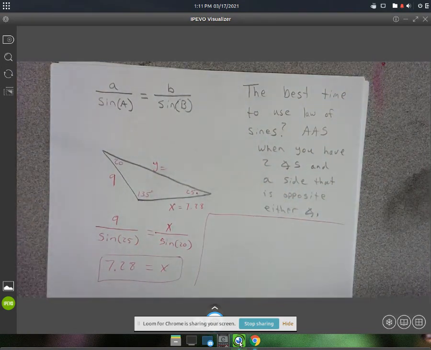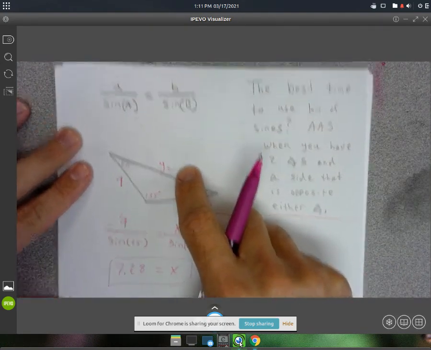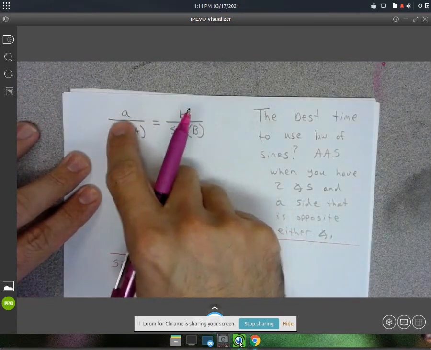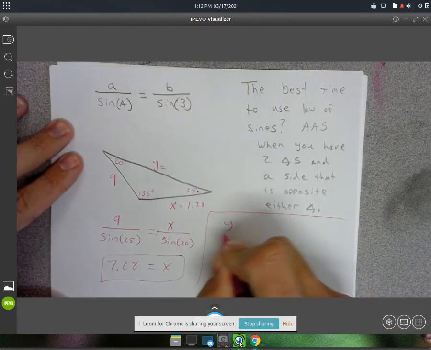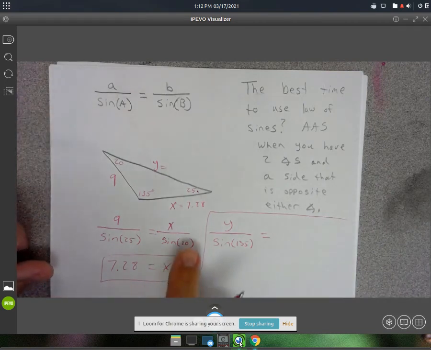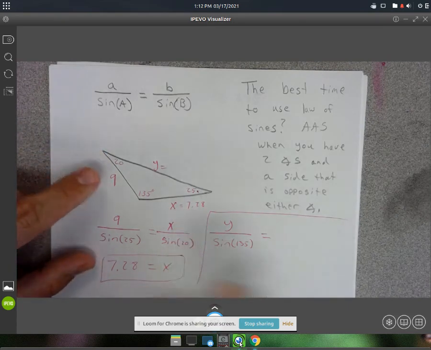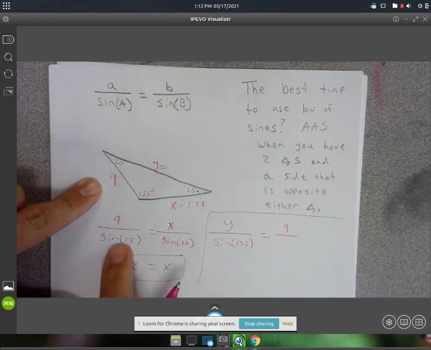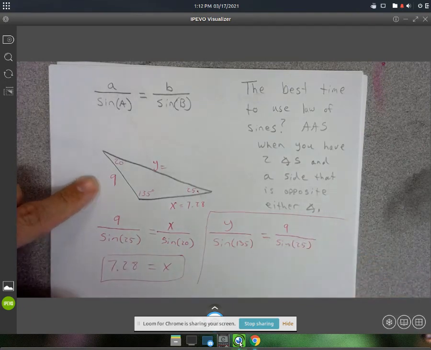We're going to solve for that missing side now. I just have to run through the law of sines again. I'm still solving for a missing side, so I'm going to continue using the form where the side lengths are up top and the angles are below. So I'm going to say y over the sine of 135, that's the angle across from y, is equal to... now here I have choices. I could either do 7.28 over the sine of 20, or I can just do 9 over the sine of 25 again. Either way, it's going to come out to the same answer.